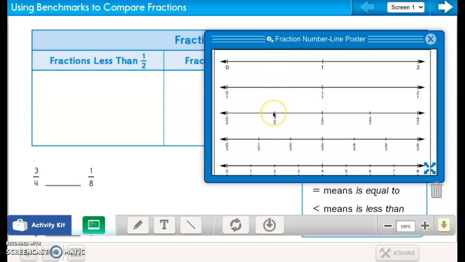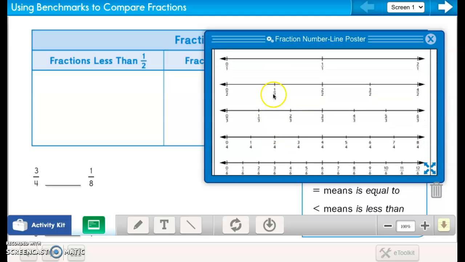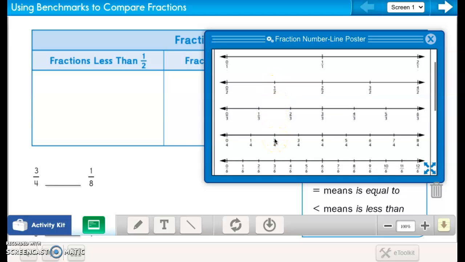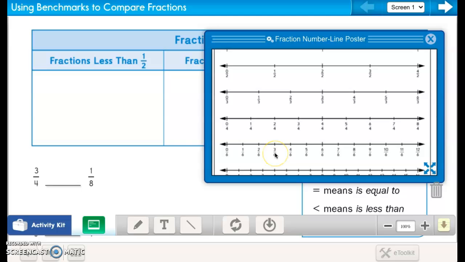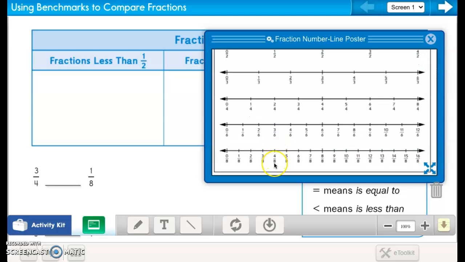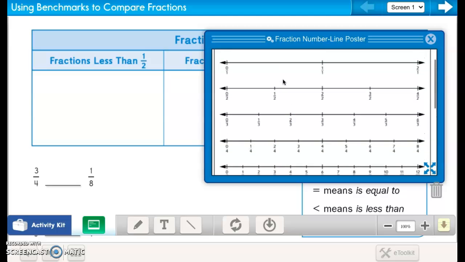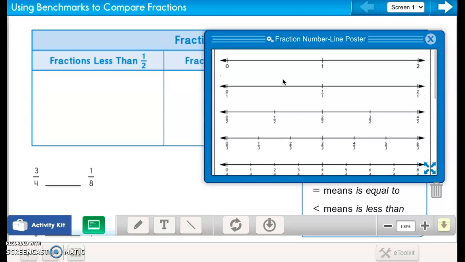Now look at this. This is half. All these fractions here that line up in the same place as this half are equal. They're equivalent. So a half is the same as 2/4, is the same as 3/6, is the same as 4/8. That's how these number lines can help us look at fractions.